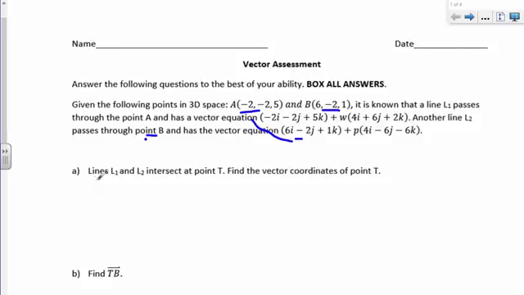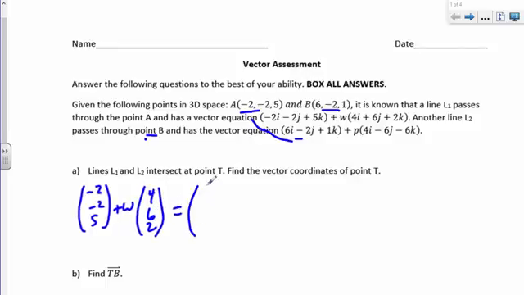So I'm going to write like this. I'm going to have -2, -2, 5 plus W times 4, 6, and 2. And this apparently will equal the other vector equation of the line, which is 6, -2, 1, plus P, which is a scalar, times 4, -6, and -6.